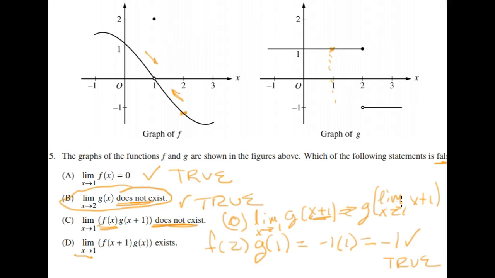Okay, so now I take this limit as x approaches 1 of x plus 1. That clearly comes out as g of 2. g of 2 definitely has a value here. The value of g of 2 is, in fact, 1. So this is going to give me that this limit is 0 times 1, or in other words, 0. This limit does exist, which makes number C false, which is the one we're looking for.